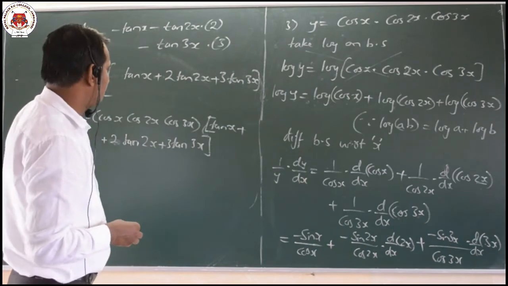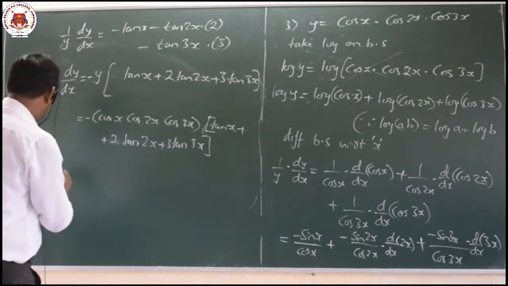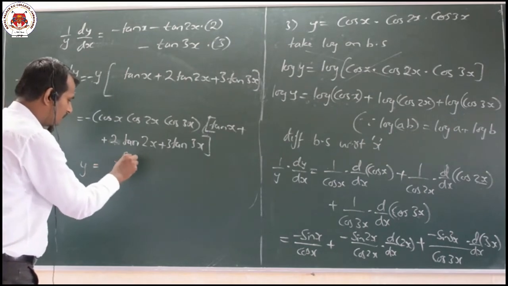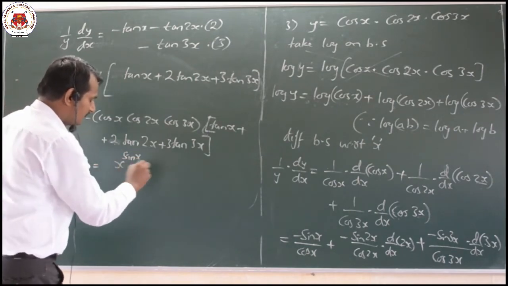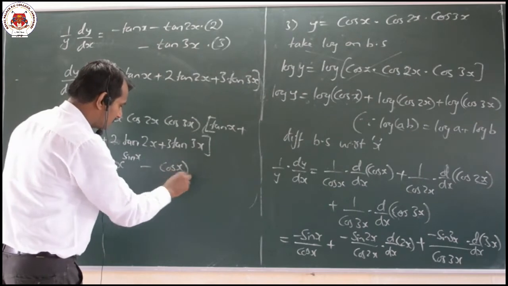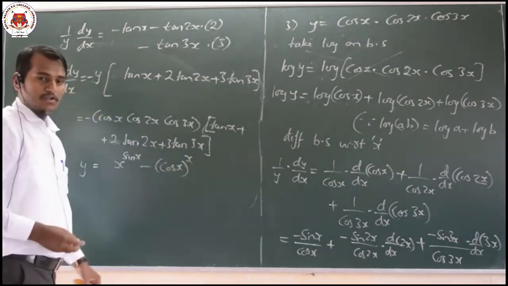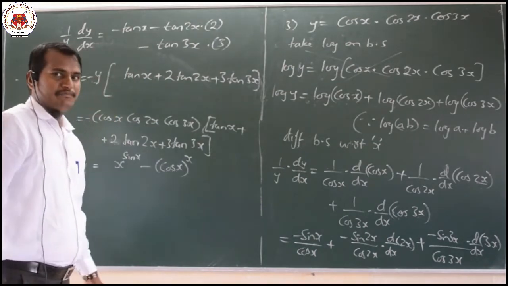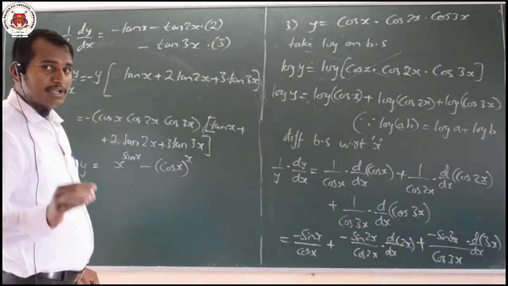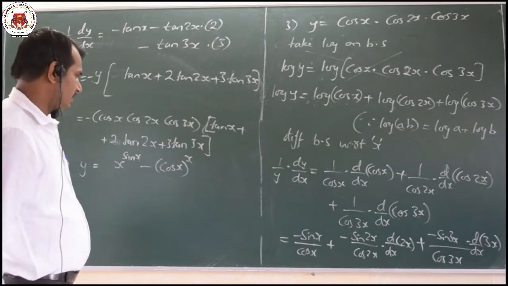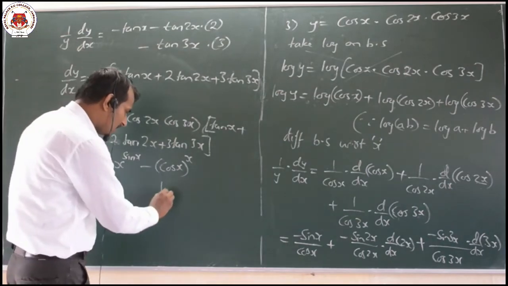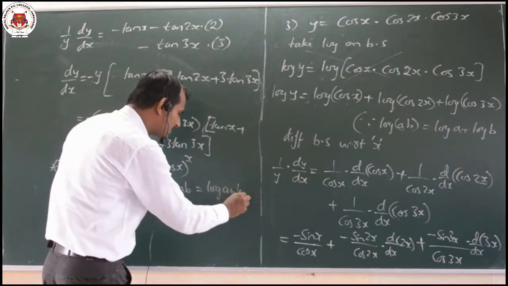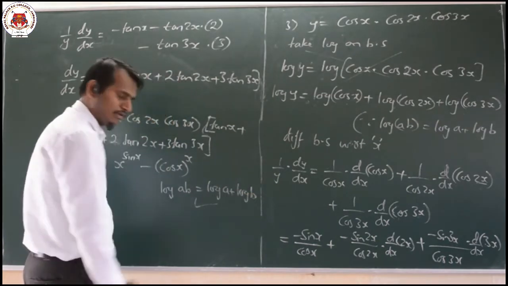Now the next problem we shall see now, that is y is equal to x raised to sin x, minus cos x to the power of x. Now this is a very simple problem, but one more thing, the majority of the students make a mistake here. What mistake they make is, the property of logarithm is log ab is equal to log a plus log b, okay, this is the right one.